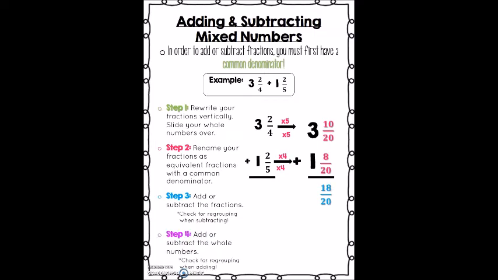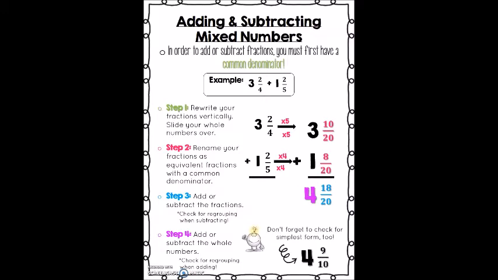Finally, my last step would be to add or subtract the whole numbers. And here I need to check for regrouping when I'm adding. So when I do 3 plus 1, I get 4. I know that 18/20 is a proper fraction, so I don't have an improper fraction here where I would need to regroup in the ones place. So that tells me 4 and 18/20 is my final answer.